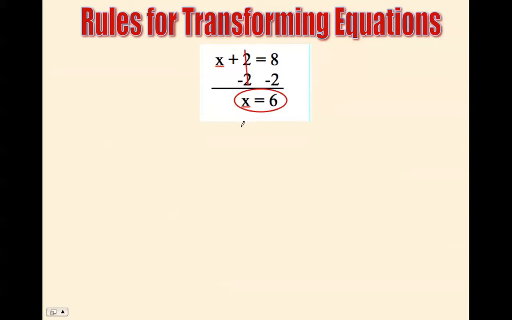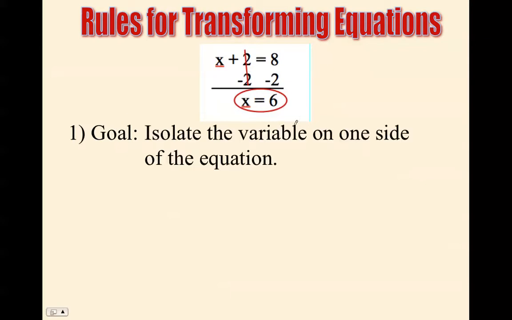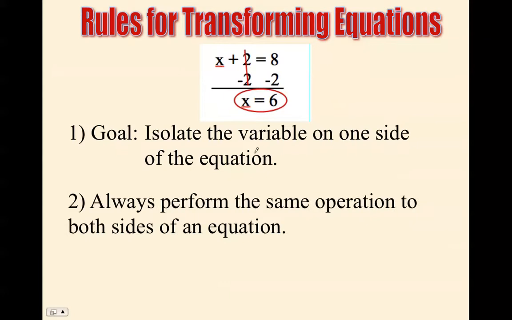I'd like you to write these in your notes, please, that you will be turning in to me at the end of the chapter. For rules for transforming equations, we're going to be actually using this for the next several lessons, so it's important that you write these down and also come back and refer to the video as necessary. So the goal in the problem, as simple as this, is to isolate the variable on one side of the equation. And we did that already in our previous example. The second thing to keep in mind is that you always want to perform the same operation to both sides of the equation. Both sides of the equation.